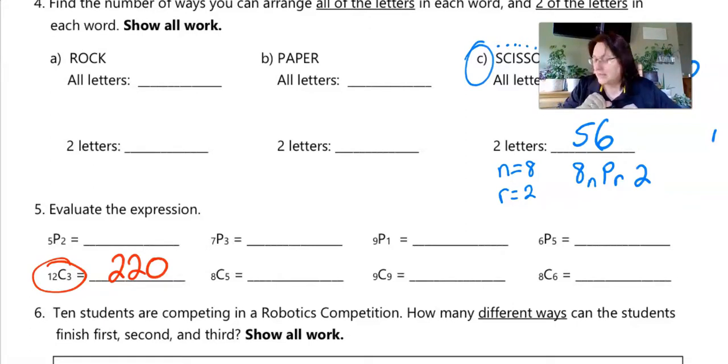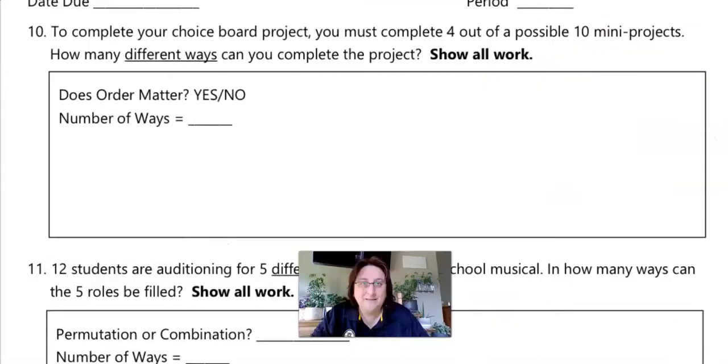Okay, guys, let's go down and look at number 10 next. All right, guys, down here at number 10. This is like a real life type of example, and it talks about your choice board project. To complete the choice board project, you must complete 4 out of the 10 possible mini projects. You guys actually did this in the fall and you're going to do it again this spring. Now it says, how many different ways can you complete the project?